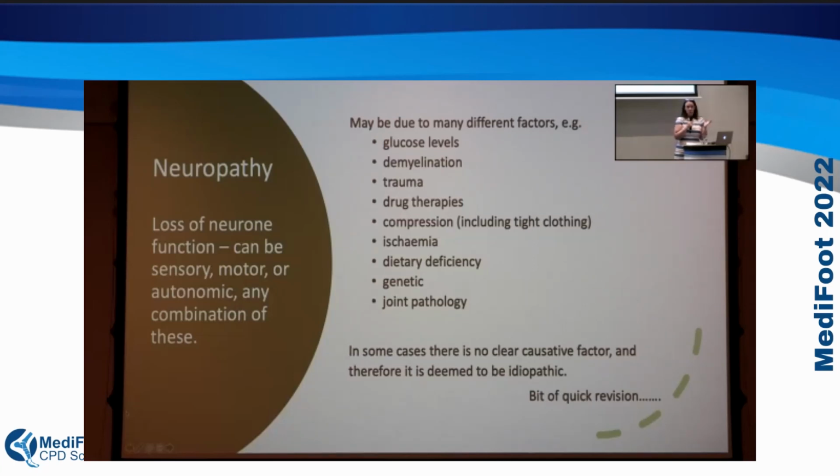So, quite frequently we don't even know what the cause is, so there can be an idiopathic reason, and that simply means we don't know what's causing this. So we're just going to give it a different name, right? So it can be a whole range of things that cause neuropathy.